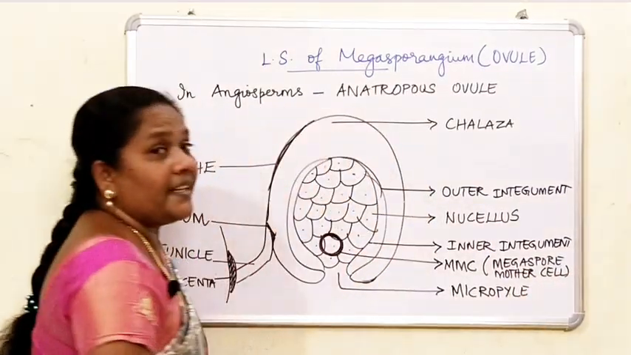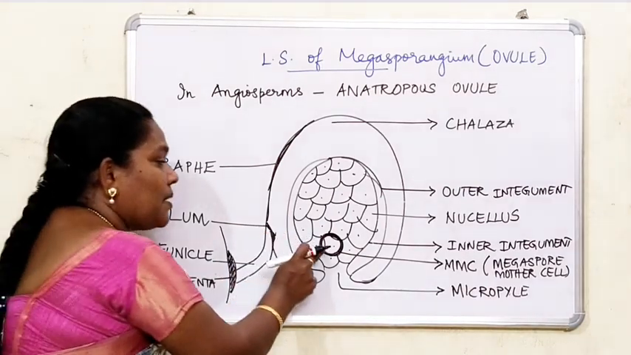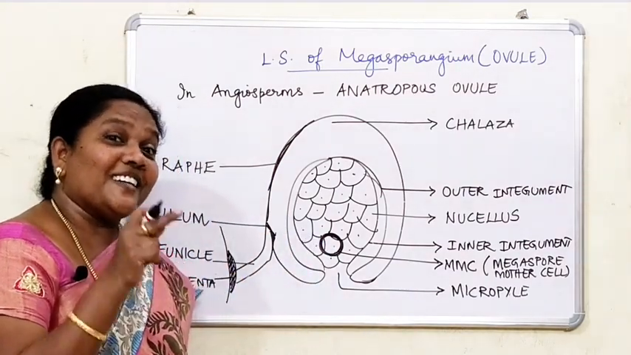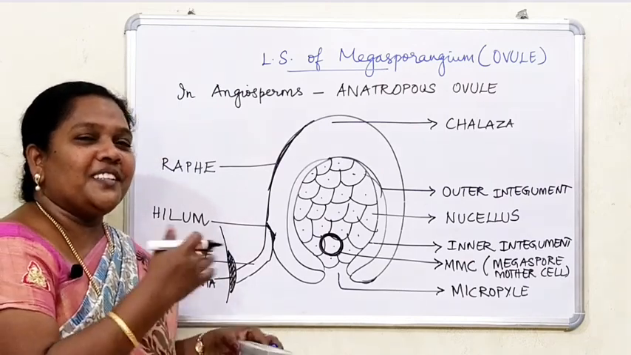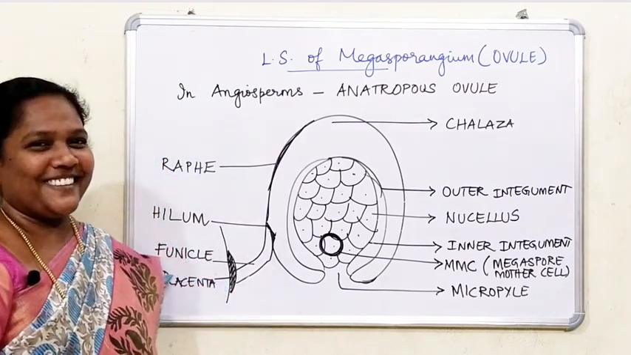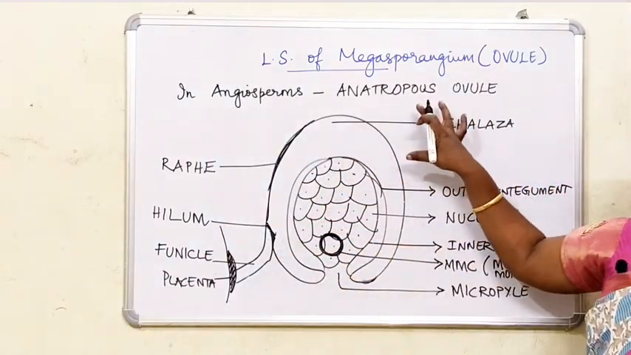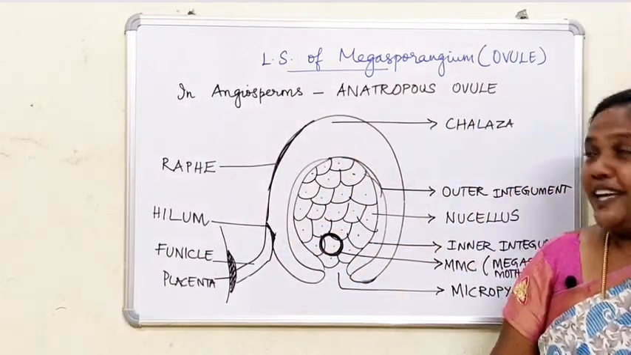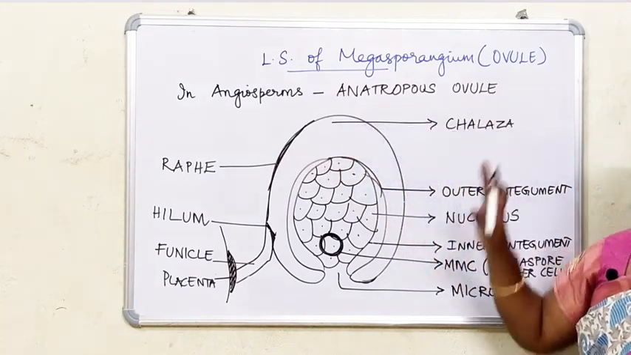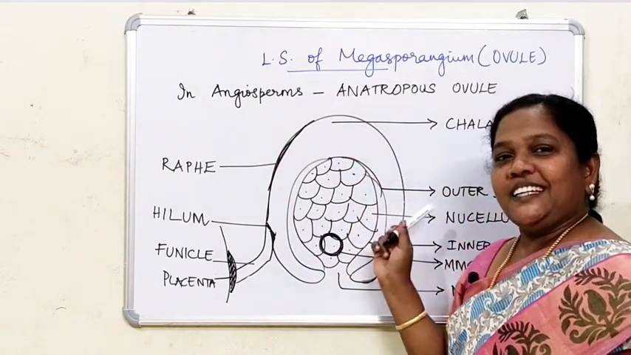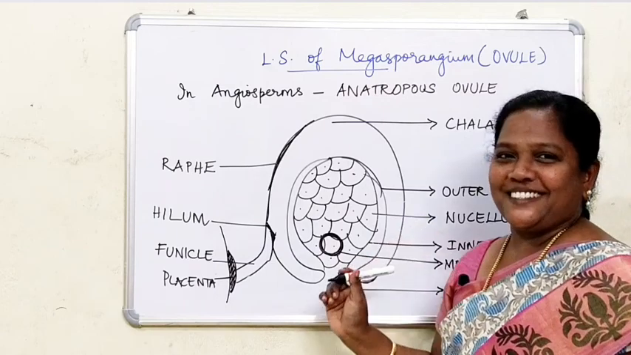What is 2n again? Diploid. Whereas this megaspore mother cell undergoes meiotic division, reduction division, where further development will take place. Right? I hope you have understood. Okay, we have studied about the structure of the anatropous ovule. In angiosperm, it is said to be anatropous as it is inverted. You have to be very specific about the inner and the outer integument.